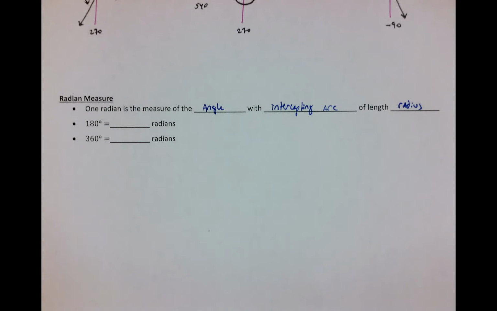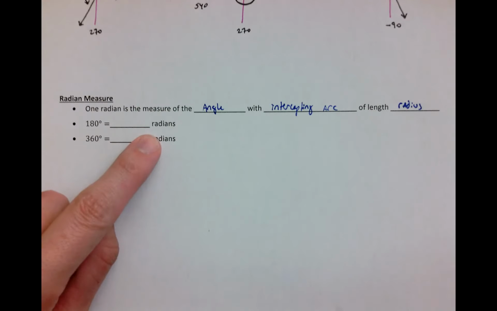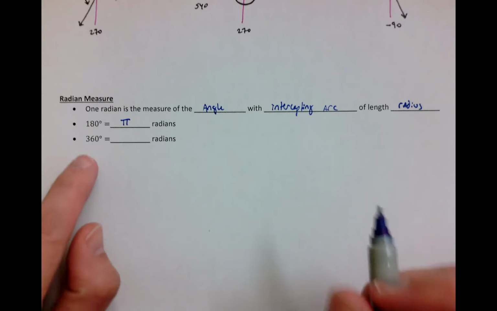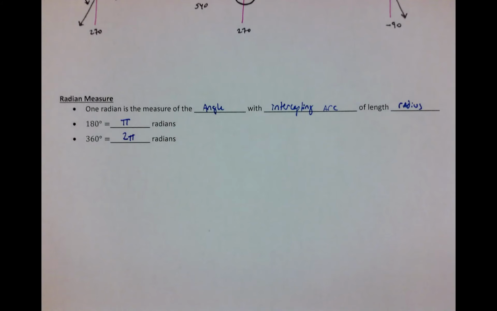Now that we've looked at what a radian is, let's talk about them a little bit more. As we saw from that illustration, 180 degrees is the same thing as pi radians. Just like how we say 3 feet is equal to 1 yard, same thing. And similarly, 360 degrees is equal to 2 pi radians. So we've got those two things to use as our basis.